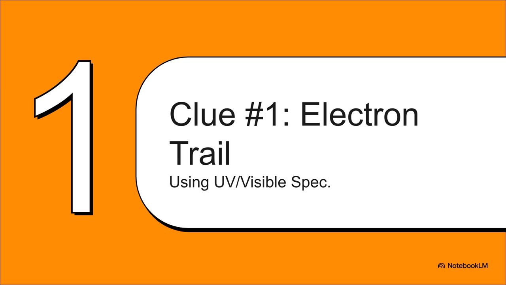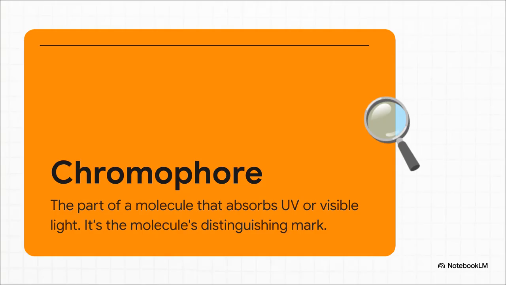So our first tool out of the kit is going to be UV/visible spectroscopy. The best way to think about this one is that we're following the electron trail. We're going to hit our molecule with some ultraviolet and visible light and carefully watch how its electrons behave. And trust me, this first step can give us some pretty major leads right off the bat.